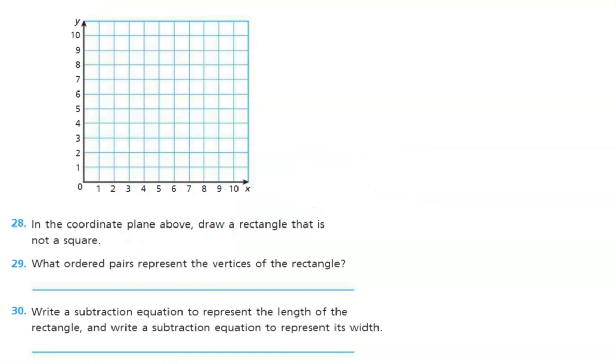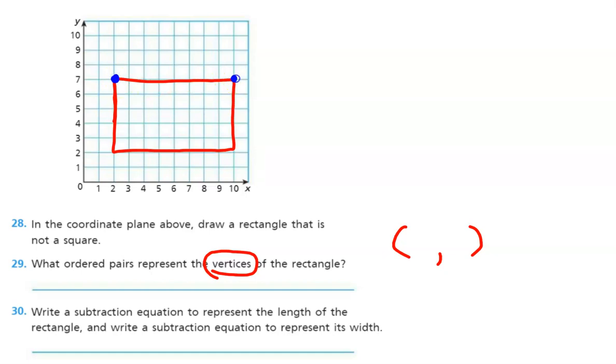Last one, it wants you to draw a rectangle that is not a square, and then it says what ordered pairs represent the vertices of the rectangle. Vertices is a really fancy word for just your ordered pair, okay? So they wanted to basically know all of your ordered pairs. So for example, if I were to draw a rectangle, let's say like this, I would then have to go through and label these 4 vertices right here.